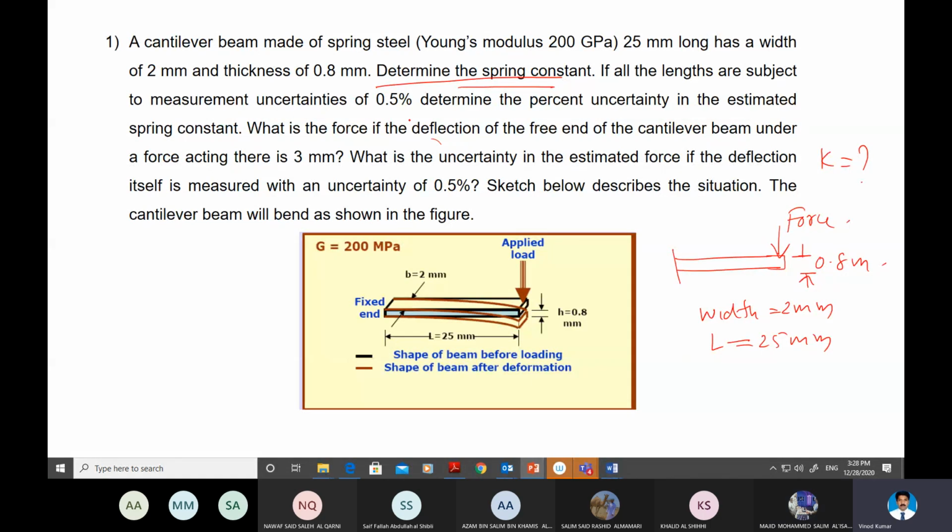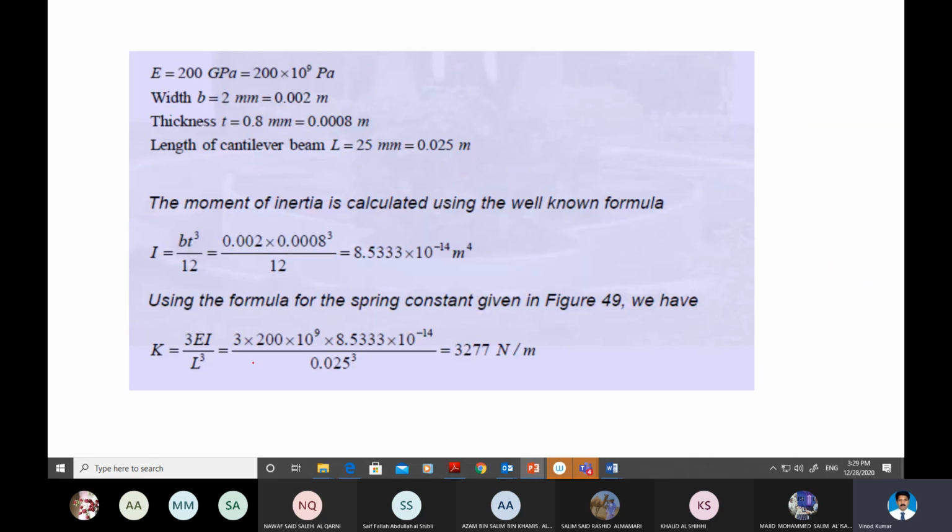If the lengths are subjected to uncertainties of 0.5%, determine the percentage uncertainty in the estimated spring constant. What is the force if the deflection of the free end of the cantilever beam under a force acting there is 3 millimeter? So here we need to find K, and then find the force acting if the deflection delta is 3 millimeter. And uncertainty we have to calculate. These are the 3 things we need to calculate: what will be the spring constant K, what is the force if the deflection is 3 millimeter, and how to calculate uncertainty?